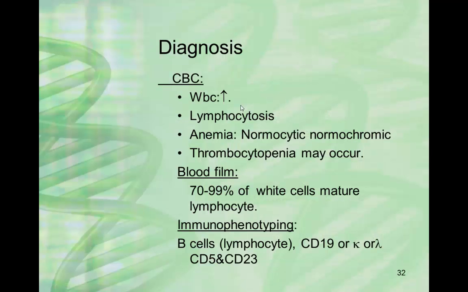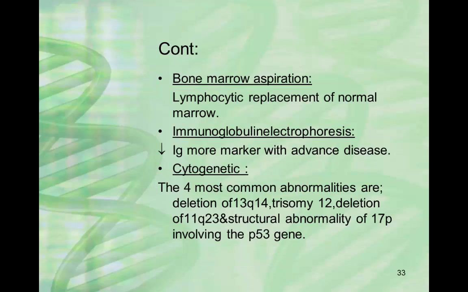Okay, so leukocytosis, lymphocytosis, anemia, normocytic normochromic type, thrombocytopenia could also occur. In 70 to 90% of patients, they would have mature lymphocytes, and basically B lymphocytes are the ones that are affected. It is confirmed by examining the peripheral smear and bone marrow. The hallmark is sustained absolute peripheral lymphocytosis. So these patients would have more than 5,000 lymphocytes per microliter, and increased lymphocytes more than 30% in the bone marrow.